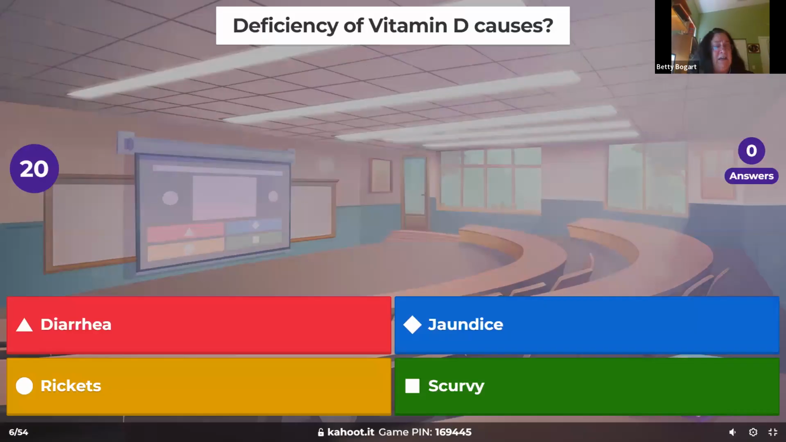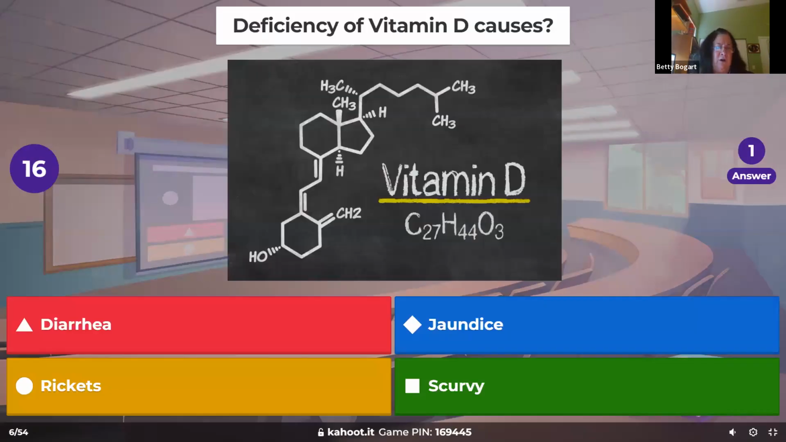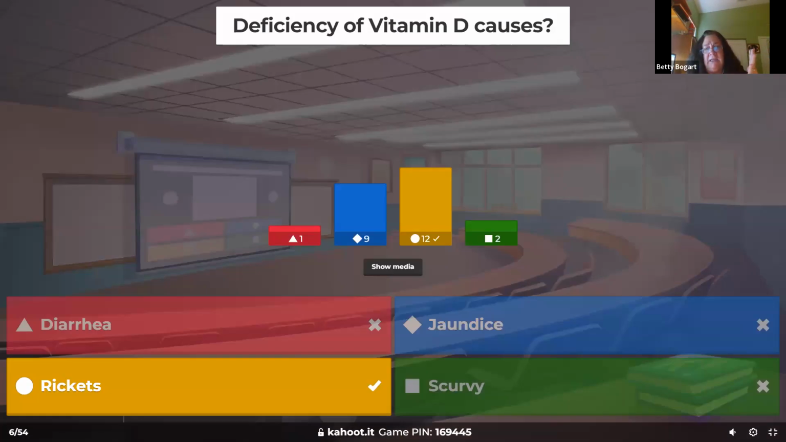Deficiency of vitamin D causes... What is D used for? Do you know? You look at vitamin D, you think calcium, vitamin D, and they work together. And when you think of that, you think of bones, right? So it's rickets. Jaundice has nothing to do with deficiency of vitamin D. It has to do with hepatitis or an obstruction in the bile duct, okay? So scurvy is vitamin C.